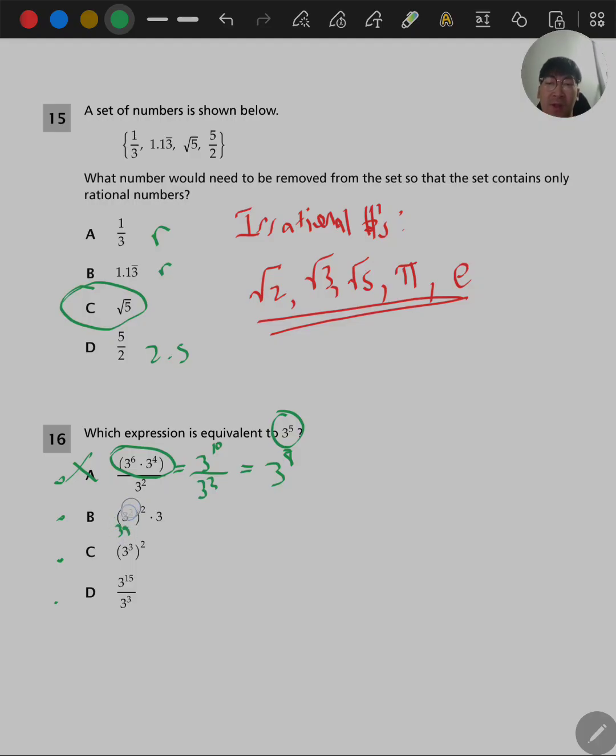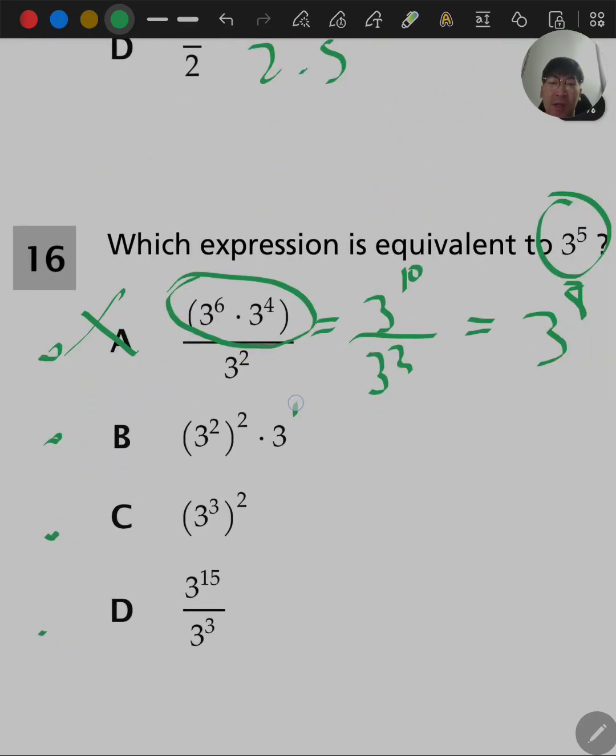3 to the 4 times 3, that's using product rule again. So 3 to the 4 times 3 to the, what power is here when they don't include it? It's an invisible 1. So then that's the same thing as saying 3 to the 4 times 3 to the 1. So if you want to write the work, 3 to the 4 plus 1, which is equal to 3 to the 5. So this is the answer, okay? But let's just go to the other ones just to be safe.